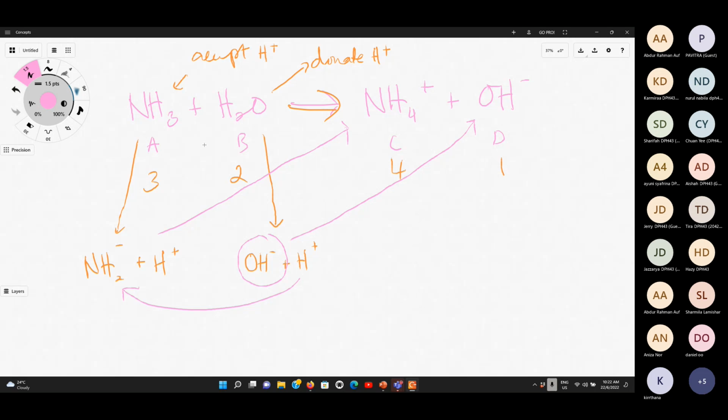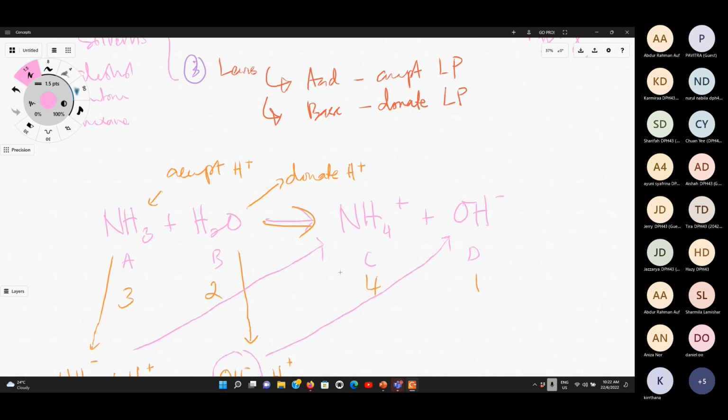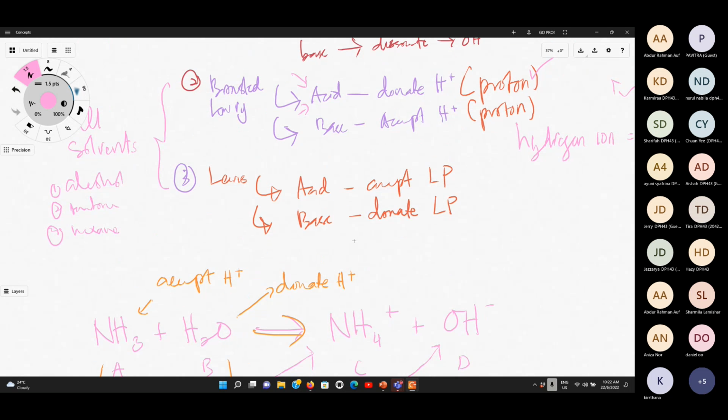Okay, so in this case kita dah dapati H2O donate dia punya H plus and NH3 is the one that accept. So that's why by definition Bronsted-Lowry acid dia adalah somebody that donate dia punya H plus and then the base is somebody that accept dia punya H plus.